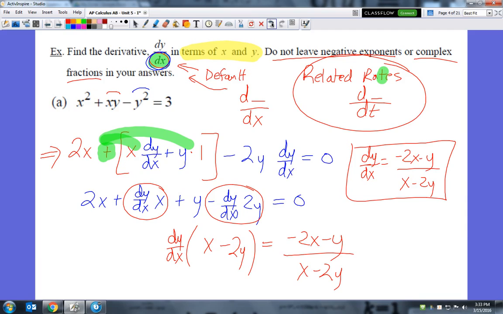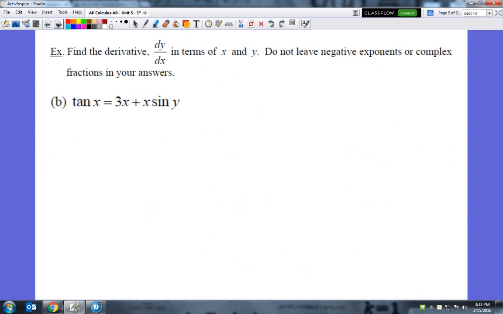Okay. Do I have negative exponents or complex fractions? No, I do not, so I'm good to go. I can go on to the next one. Again, same thing, we're taking in respect to x.